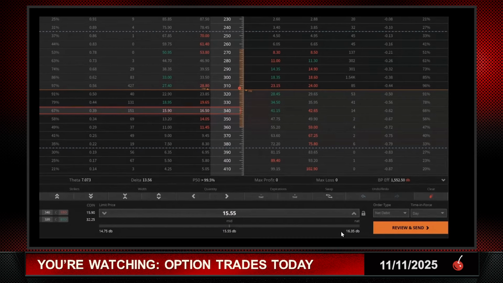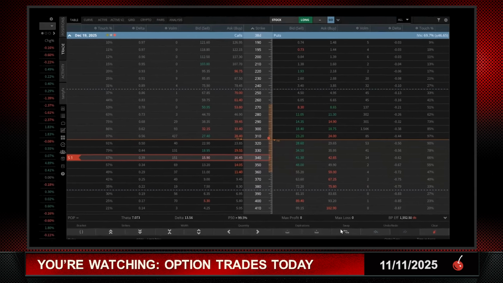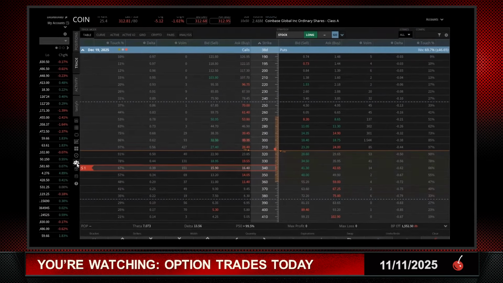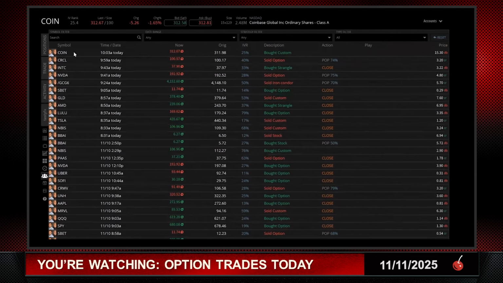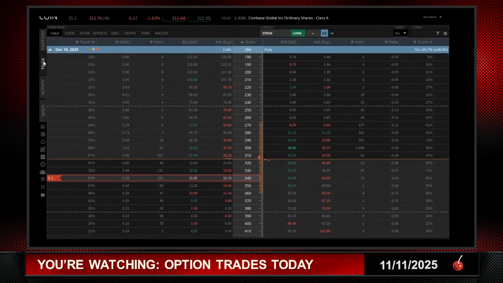$14.75 is the natural bid. $16.35 is a natural offer. Let's take a look at where I got filled, and I can tell you exactly where it is. If you go to the follow page, just by clicking on those little heads there, you go under the bats, and you'll see here in coin, and I will change this so it says option trades today. I did this when the stock was just under 312. It's just over 312 now, so it's moved about 90 cents. No rush on this type of trade. You can get filled at the same price if the stock goes under around 312.